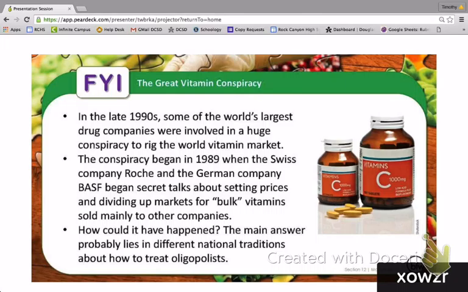Now, eventually, some other big companies got in on the game too. And one of the companies, which wanted to merge with a company here in the United States, was afraid that they would get caught, and so they opened up to the Justice Department here in the United States and made investigators aware of what was going on. And then eventually an investigation was conducted and they got caught. But how could this have happened? Well, the main answer probably lies in different national traditions about how to treat oligopolists. Oligopolistic behavior is becoming increasingly illegal in European countries, but for a long time it's been much more tolerated, and in some countries legal, whereas it's been illegal in the United States for over 100 years.